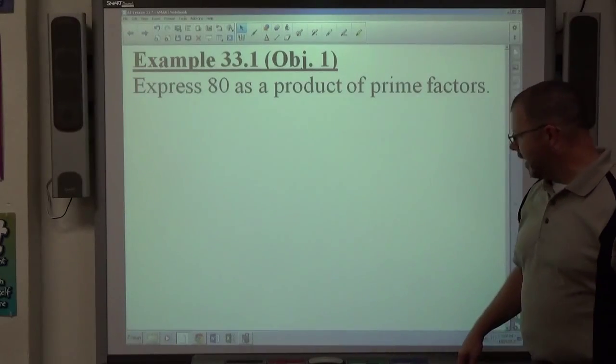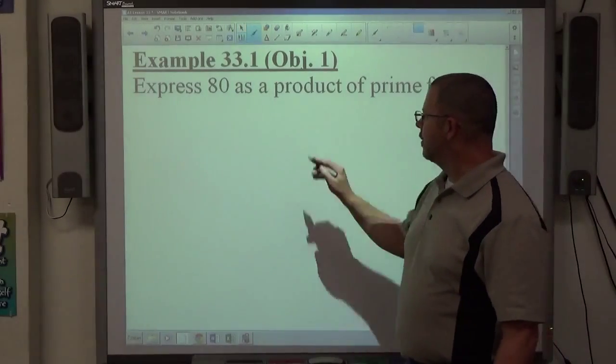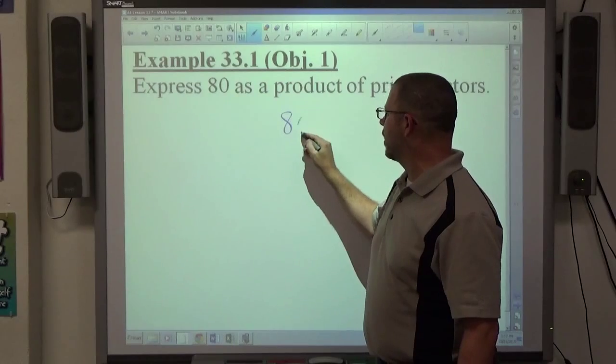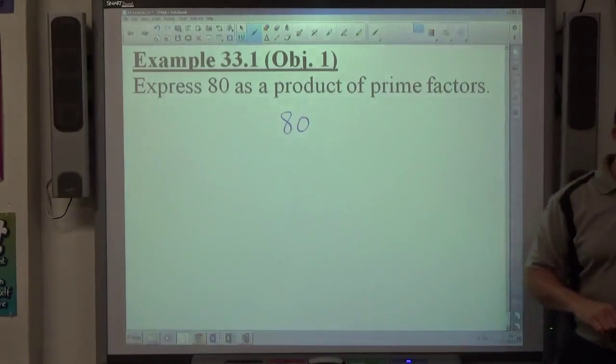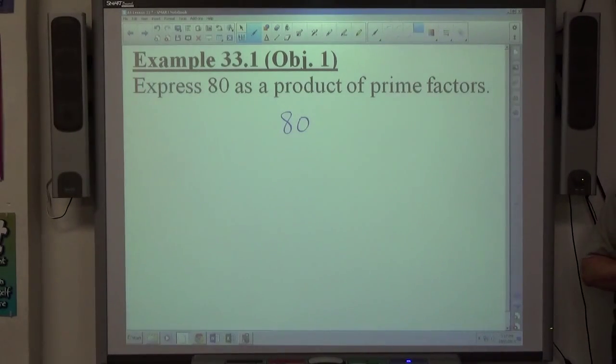Example 1, express 80 as a product of prime factors. Now this is what I want to see on your paper when you're doing your product of prime factors. You need to find two numbers that multiply to make 80.